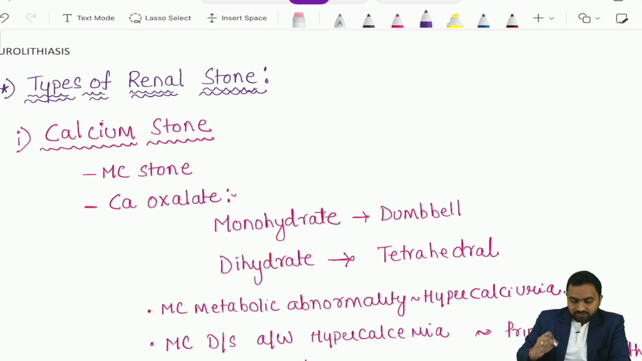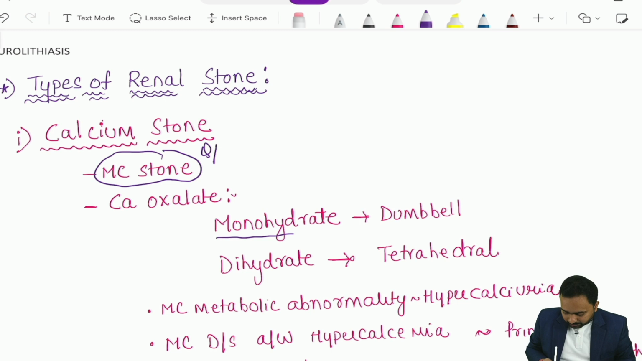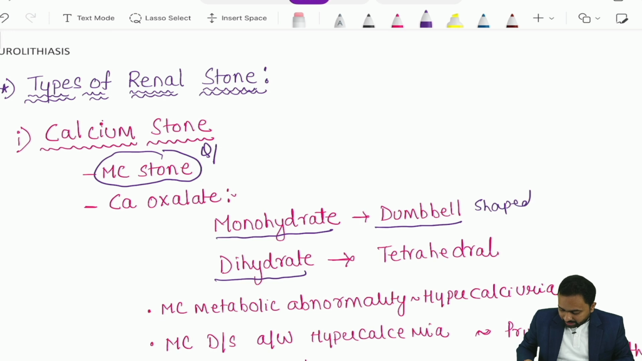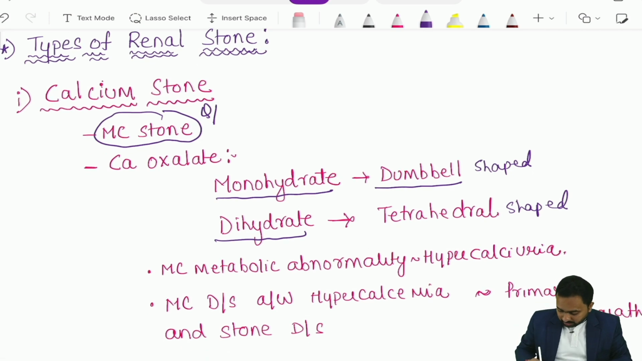We have your calcium oxalate, calcium stone. So please remember that this is your most common stone. Now, calcium oxalate, they may occur as monohydrate or your dihydrate. Now, monohydrate, they are dumbbell shaped, whereas your dihydrate are your tetrahedral shape.